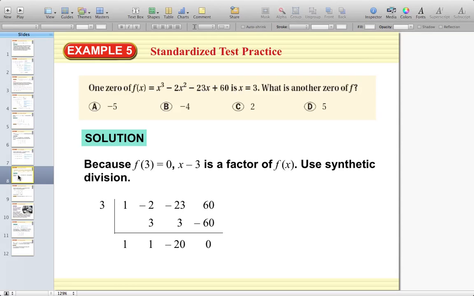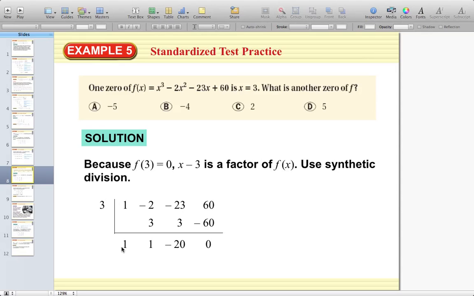I'm only showing you this example because you will see multiple choice questions occasionally, so I do want you to have a little bit of exposure to it, but also because I want you to reinforce the idea of how we use synthetic division to help us factor out a problem and find other solutions. Notice the question says, what's another 0 of f? So it tells us that x is equal to 3. That means we're going to use positive 3 here, and x minus 3 was the factor. So substitute all of our terms in: 1, negative 2, negative 23, positive 60. Multiply it all out. Of course, we get a remainder of 0, which is what we wanted.